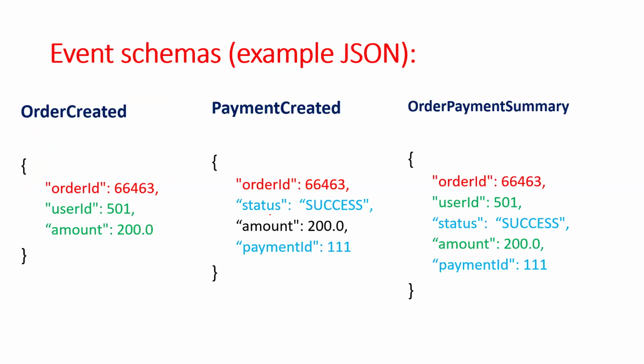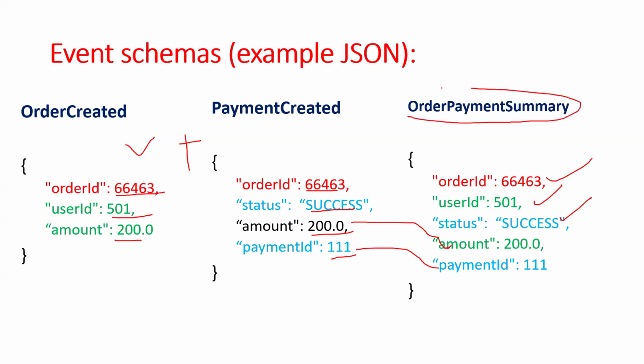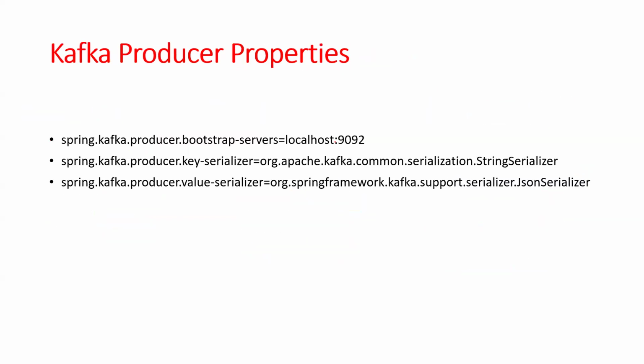Now see here, from order, I'm publishing an order ID, user ID, amount. For the same order you made a payment. See here, order ID and order ID are both the same. Payment is success, payment ID and amount. Now I want to merge these two. If you see order ID, user ID, payment status, amount and payment ID, this is called the order payment summary here. This is about the event schemas we have.